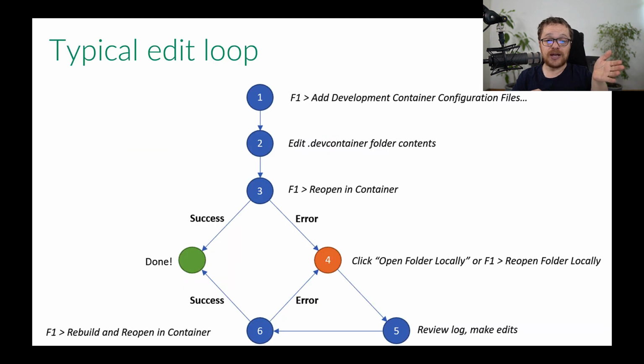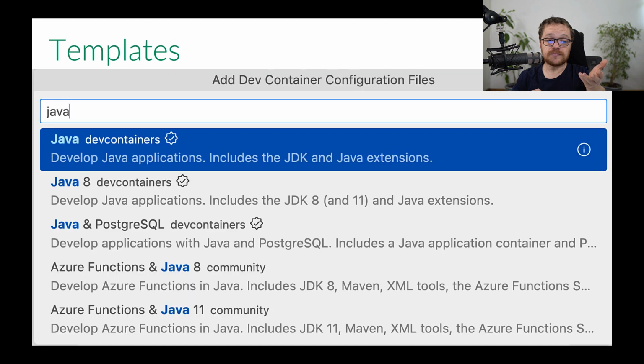So the typical edit loop here: you would add your dev container files to your project. You would edit your dev container files according to what you want. You would open that in a container, and then you would see, wait a second, do I need anything more? If I do, and if there was an error, then I would make changes to the dev container again and carry on, rinse and repeat until I was happy that the dev container was in a good state.